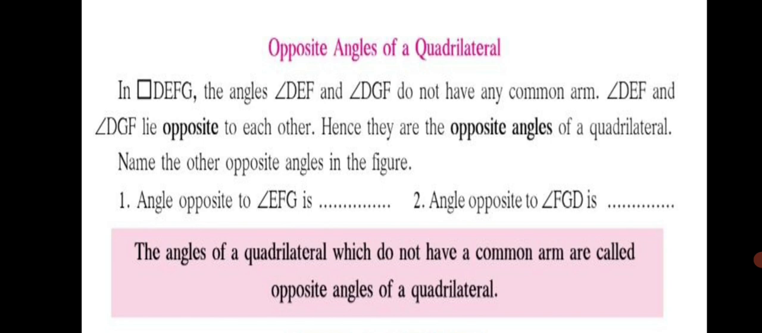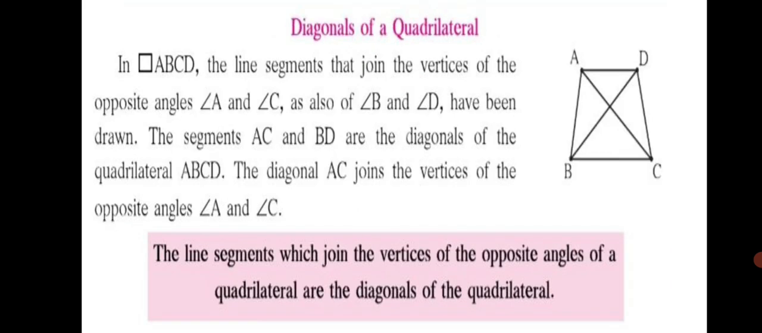And last, now let's learn about diagonals of a quadrilateral. You know about the opposite angles. Angle A and angle C are opposite angles. When you join this AC, it becomes the diagonal. Similarly, B and D are opposite angles. When you join B to D, it becomes the other diagonal.